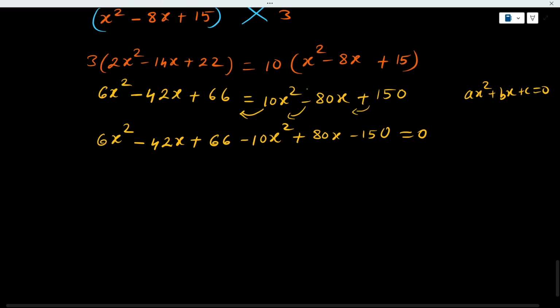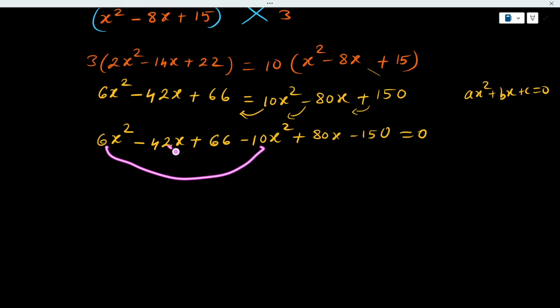Now again you have to do addition subtraction of like terms based on its sign. So let us see here how are we going to do it. If you see, 6x square minus 10x square will be minus 4x square, right? Then here it is going to be minus 42x plus 80x, right? Because the positive number is greater, it will become plus, 80 minus 42 is 38, plus 38x.